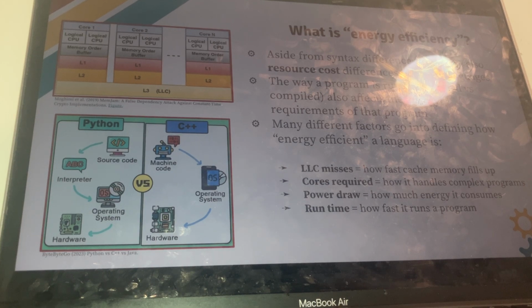We're going to be talking about these four: LLC misses, which is how fast the cache memory fills up, basically how much memory is required. Cores required, that's how it handles complex programs. Does it break it down across many different cores, or does it keep it in one? Power draw, how much energy it consumes. And runtime, how fast it runs a program. Now, runtime is not really energy efficiency, but it does influence how we as programmers choose our coding languages.